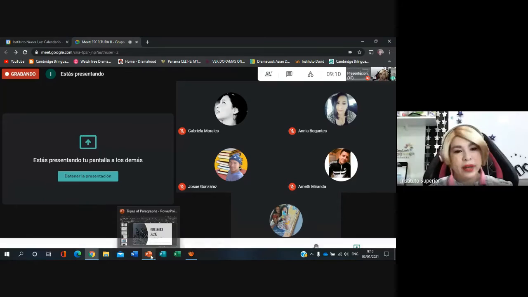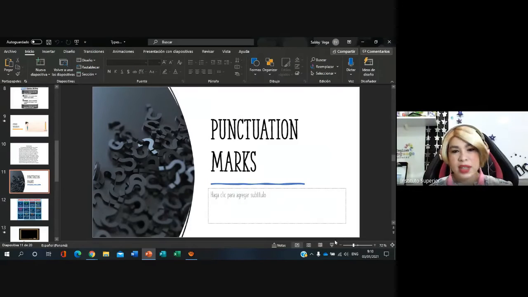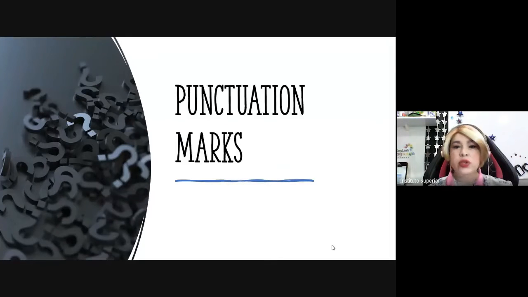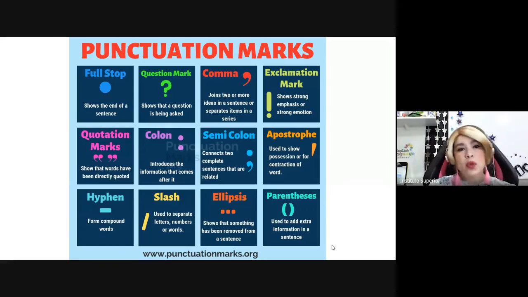Welcome back for the second part of today's class. Now we are going to learn about punctuation marks. Punctuation marks are the signs that we use or the marks that we write. So we have here the full stop, that is a dot. It shows the end of a sentence. So most of the time we use the full stop or the period at the end of each sentence.